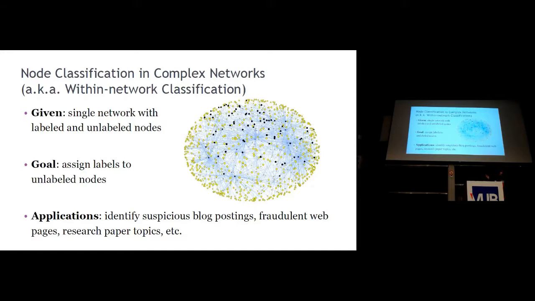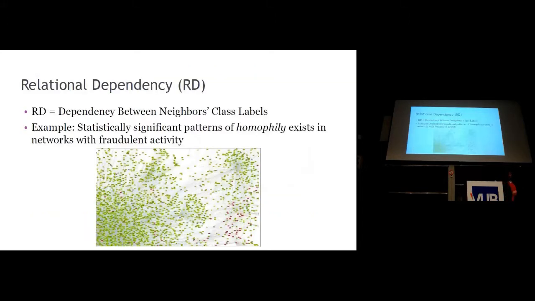So here, you know something about the black nodes. I am not telling you what the labels are, it's just that the black node means I know something about that node. And then all the yellow ones are nodes I don't know anything about. I don't know their state, and I want to be able to infer it. And there are lots and lots of applications of this. I already said fraud, or the topic of a research paper, and so on and so forth.